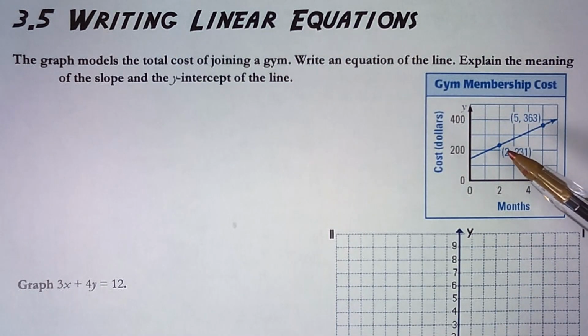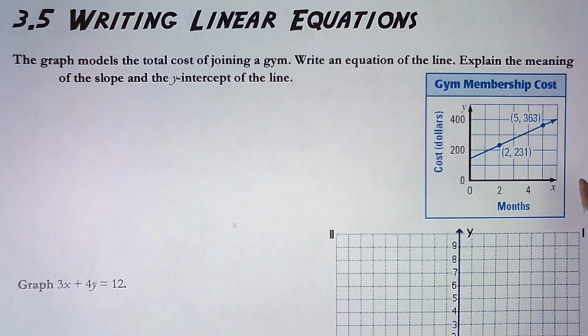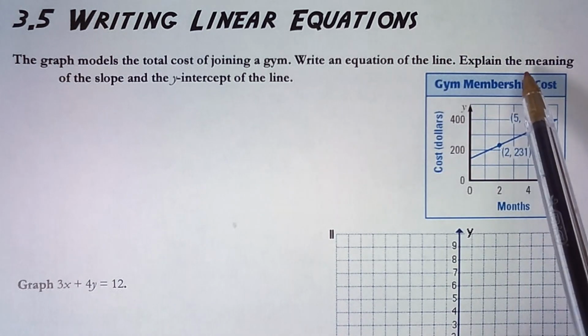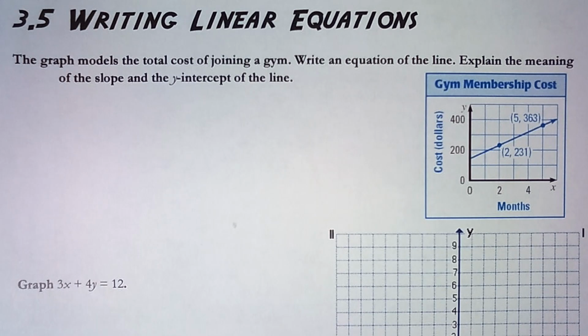We're going to write an equation, then we're going to graph some equations, and then we are going to interpret a graph. Okay, so here, the graph models the cost of joining a gym. We're going to write an equation of the line, explaining the meaning of the slope and the y-intercept of the line. Okay, so we will start with our equation.